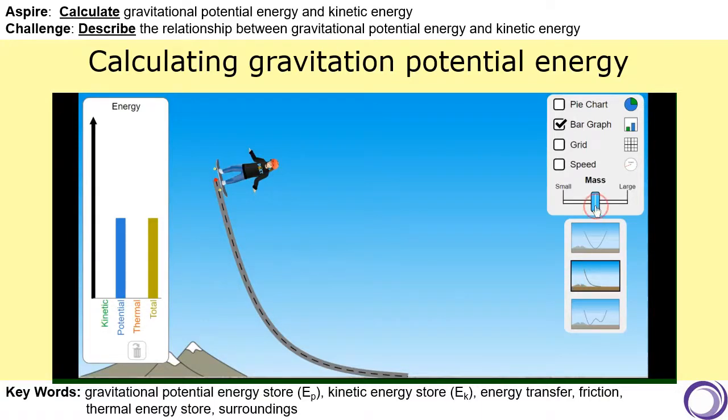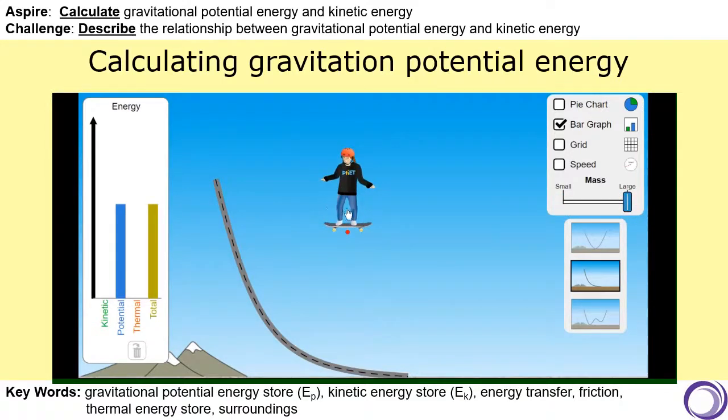So if I decrease the mass of the skateboarder, so now they're a very small skateboarder, you can see that the amount of gravitational potential energy has also decreased. But if I increase their mass, then you can see that at the same time, the gravitational potential energy has increased. So there are two factors here, height and then the mass of the object.